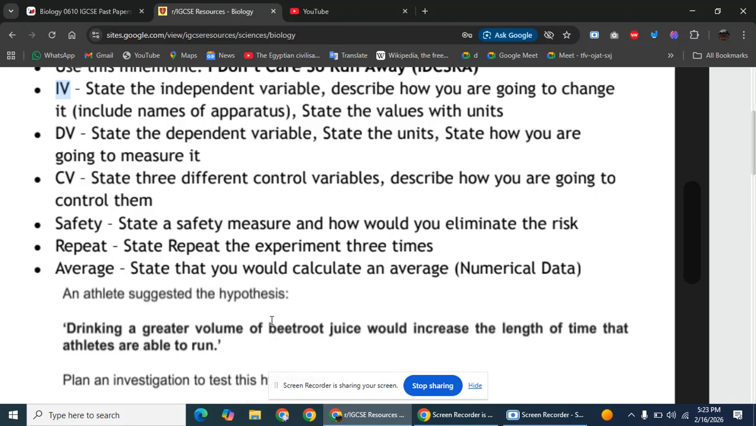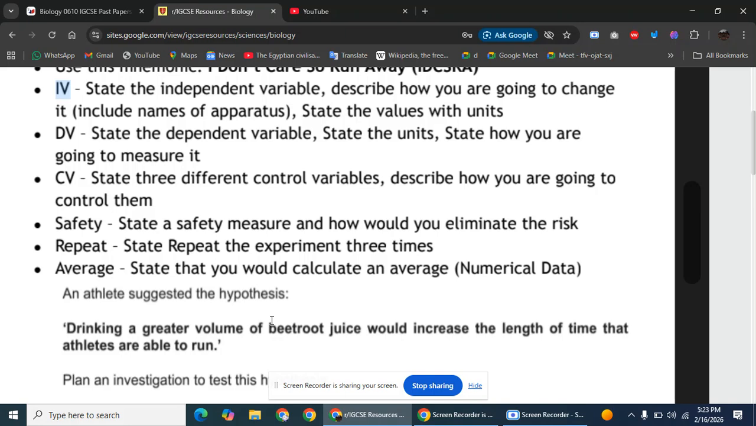Then you're going to control some variables like the concentration of beetroot juice, the species of beetroot, the age of the athletes and the gender of the athletes, and so on. How will you control them? You don't have to tell that. You're just going to pick a sample with the same age, gender, and other factors.